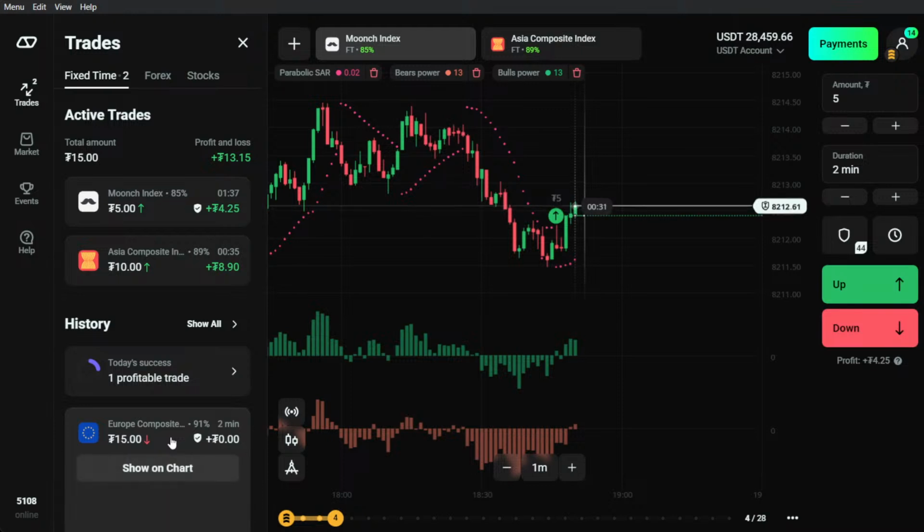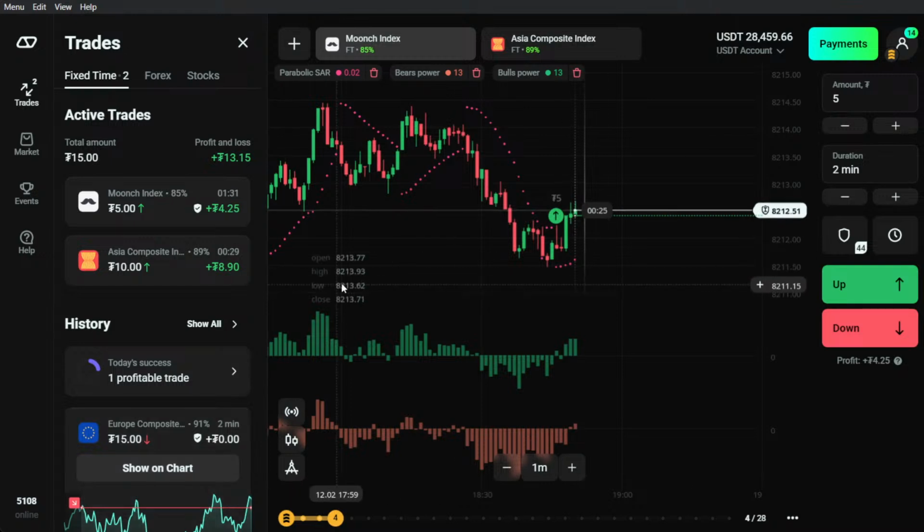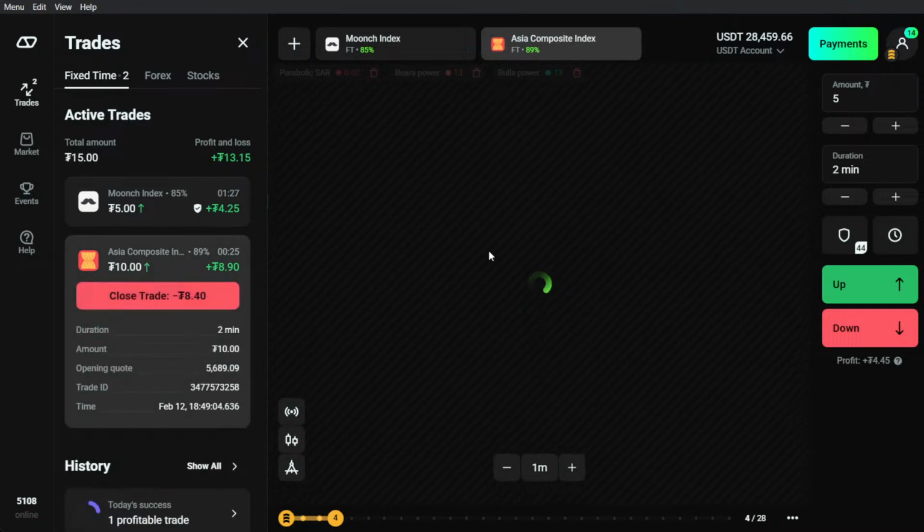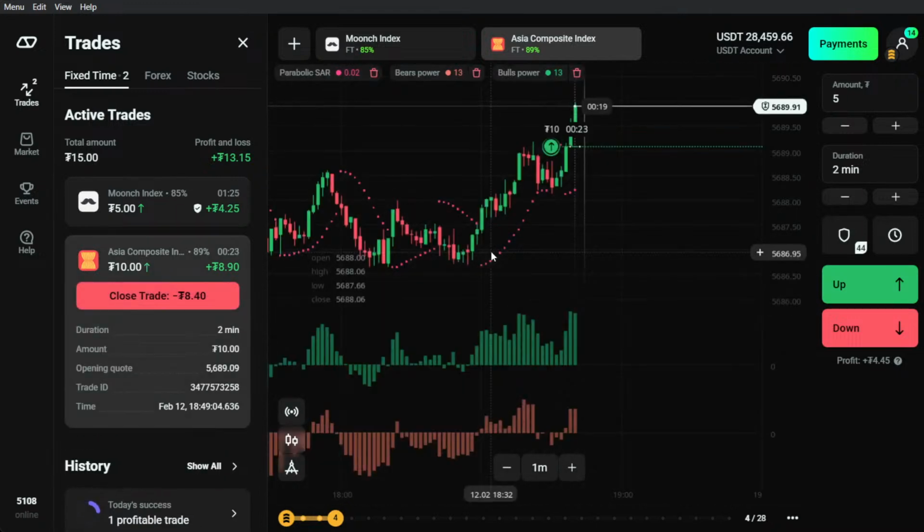This trade, at the very last moment, we lost it. But we did not lose it, our invested amount came back because we had the risk-free trade in place. Right now we have this trade going on, which is good. It's going well.